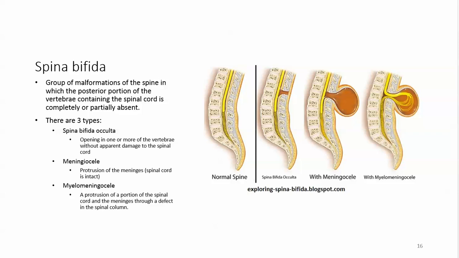Okay, spina bifida. This is an incomplete closure of bones encasing the spinal column. A group of malformations of the spine in which the posterior portion of the vertebrae containing the spinal cord is completely or partially absent. And you see there's three types. So this is the normal spine, and the first one is spina bifida occulta, an opening in one or more of the vertebrae without apparent damage to the spinal cord. So there's your opening, but no spinal cord damage.